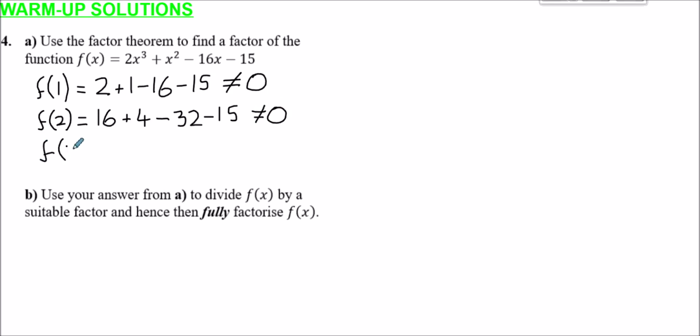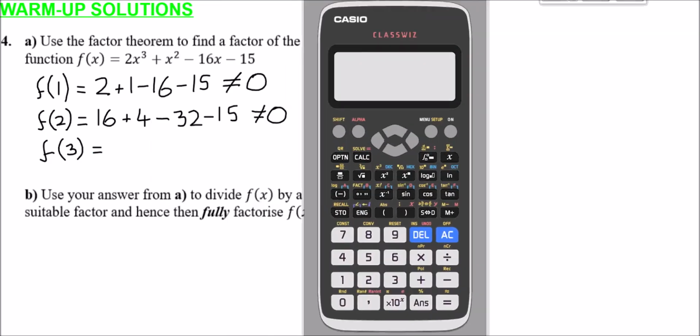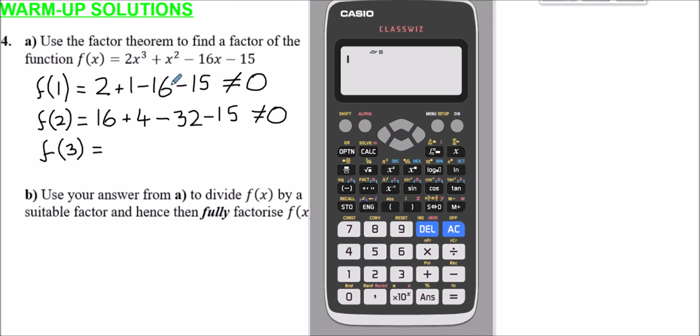Next we can try 3. Again, what I'd suggest you actually do is to do this on a calculator. And in fact, so I'm not going to be a complete hypocrite, I'm going to show you how you do this on a calculator now actually. So it just makes it easier, less chance of you making a slip.